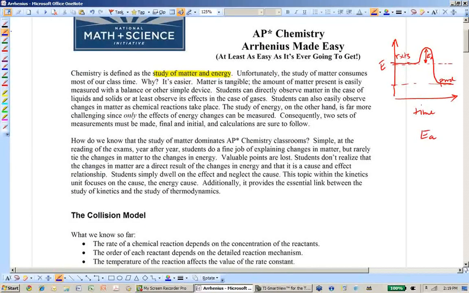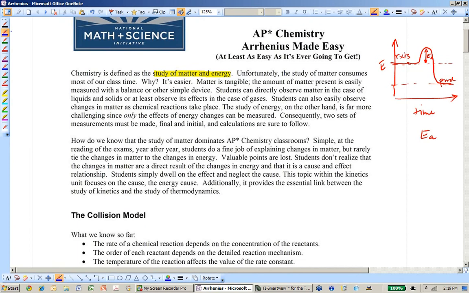But you can also easily observe changes in matter as chemical reactions take place. The study of energy, on the other hand, is far more elusive. It's very challenging since only the effects of energy changes can be seen. Nobody has an energyometer. The energy changes can be measured. So consequently, two sets of measurements have to be made, final and initial, and calculations are sure to follow.